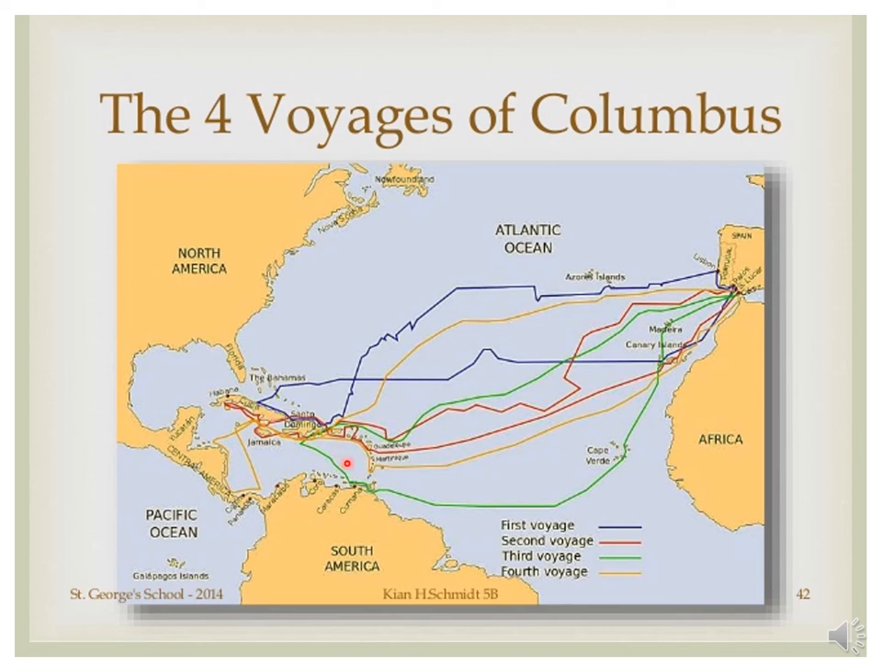His third voyage then reaches the mainland of South America. You can see here the green line. So he's exploring the coastline here. Obviously he must have realized that this was a very large landmass. And again, the fourth voyage will explore this Central American region here in the Panamanian Isthmus.